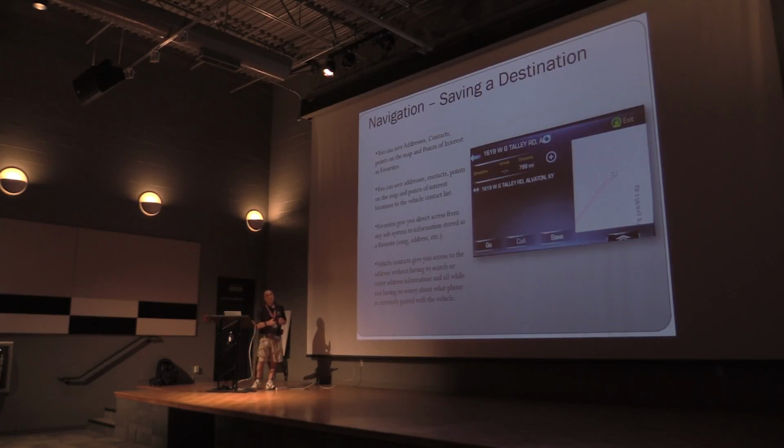All right, saving a destination. How do you save a destination? Where can you save a destination? You can save addresses, contacts, points of interest, maps, all to your favorites. You can save addresses, contacts, points of interest, points on the map, to the vehicle contact list, both. It's done two different ways.